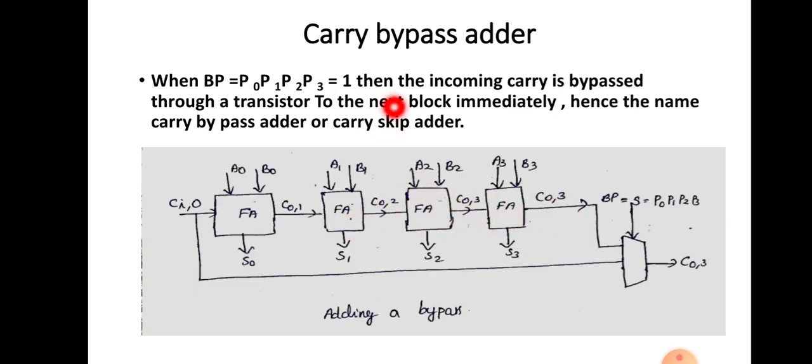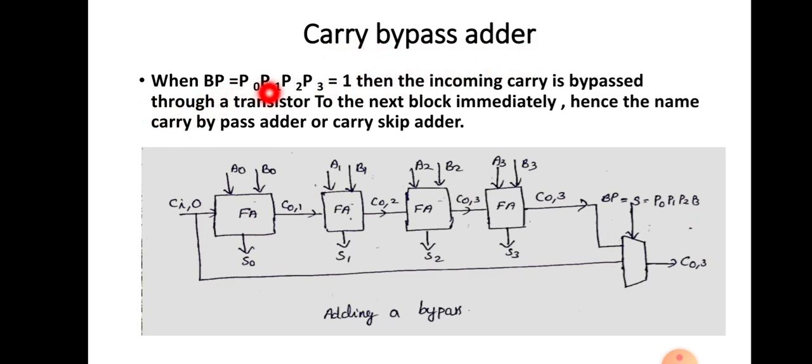Okay, so a carry bypass adder actually bypasses this carry. That means this carry is not encountered, or this carry is not taken, whenever this condition is true. Whenever this condition is true, we can directly go to this carry. So that carry is bypassed by this path. That is why it is getting the name carry bypass adder.